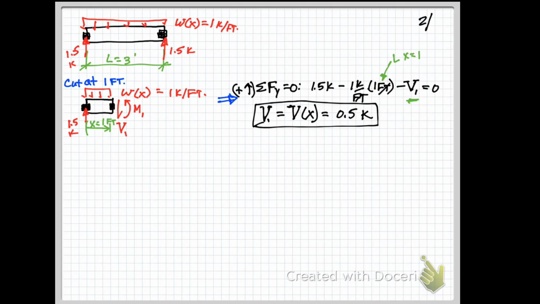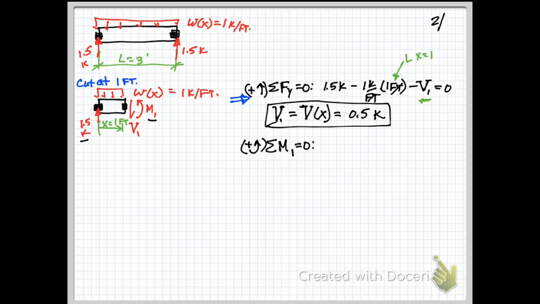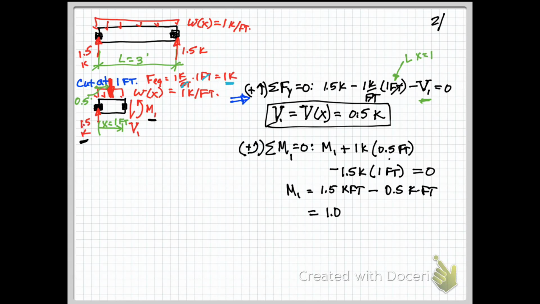But this is our equation. And we're going to do sum of moments about the cut face, A sub y over here, the 1.5 kip. So we need to calculate our FEQ. And we get a value of FEQ equals 1 kip. It's located at half the distance, which is x equals 0.5 feet. Now we're going to sum moments. When we do this, we're going to do it about the cut face, so it's about the node where x equals 1. That's why I'm going to call it M1. 1.0 kip feet, M1.